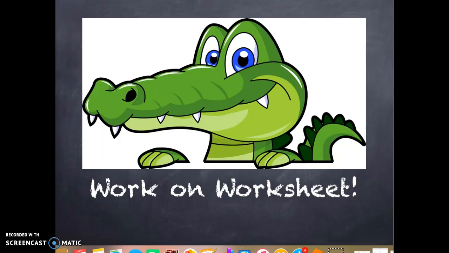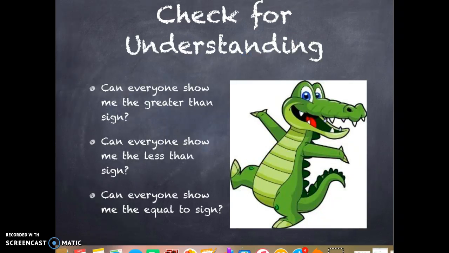All right, it looks like most of you guys are finished with your worksheet. You guys are finishing it up, so let's get that turned in and let's do our check for understanding. All right, so can everyone with their hands show me the greater than sign? So let's use our right hands to put up our greater than sign. Let's make a little alligator mouth with our hands. And for our less than sign, let's use our left hands to make an alligator mouth.